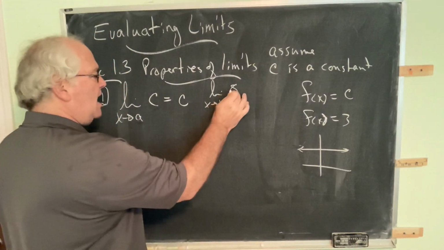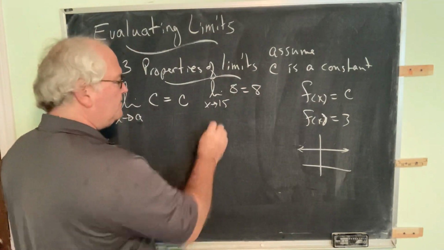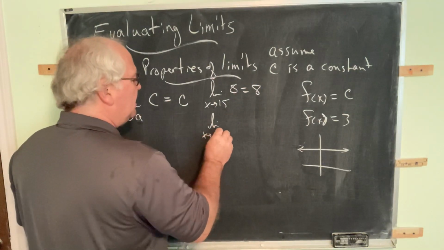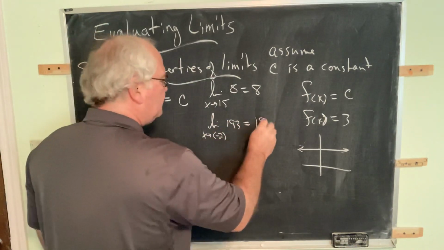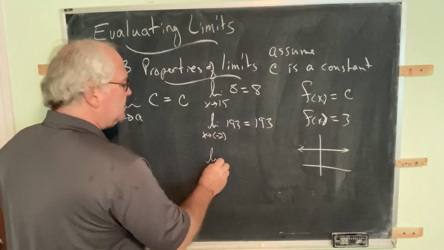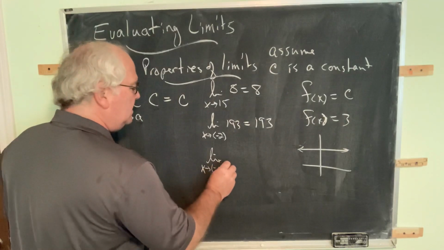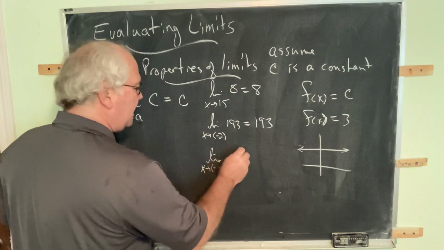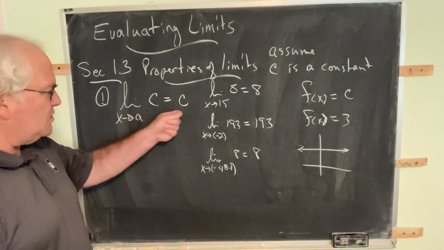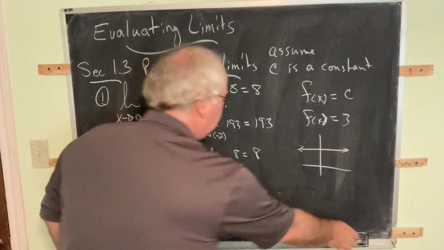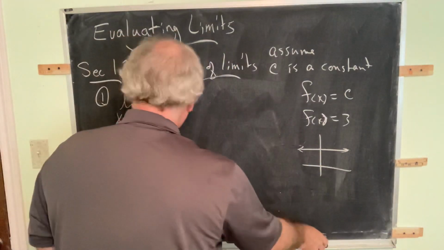What is the limit of a constant? It doesn't matter what you're approaching. The limit of a constant is the constant. What's the limit as x approaches -2 of 193? The limit of a constant is the constant. What's the limit as x approaches -487 of the constant 8? That's 8. The limit of a constant is the constant. And so that's what this rule is saying. And you're free to allow c to be any constant we wish.